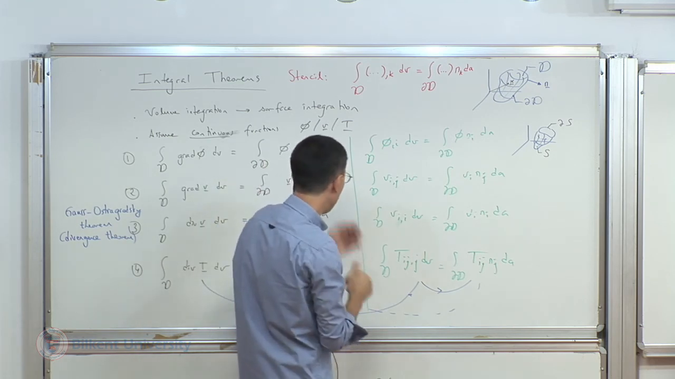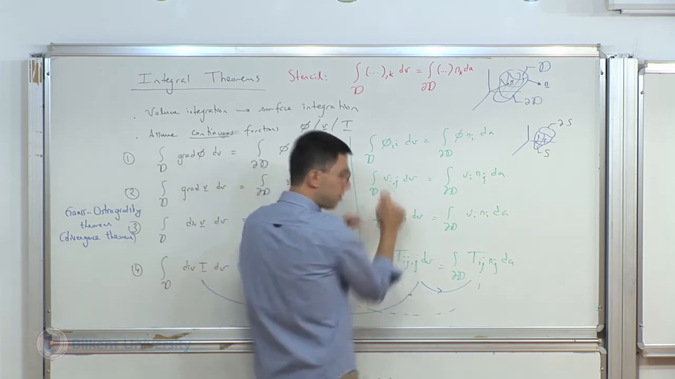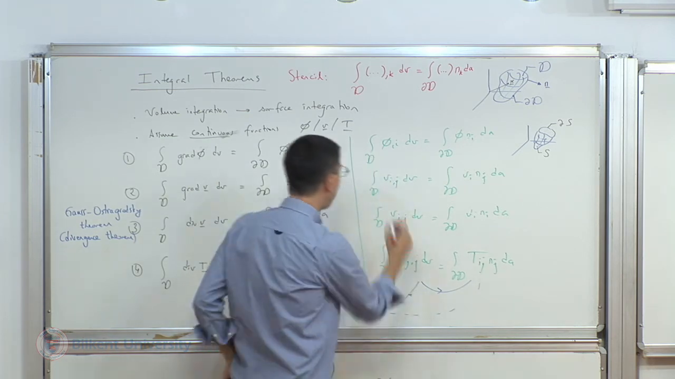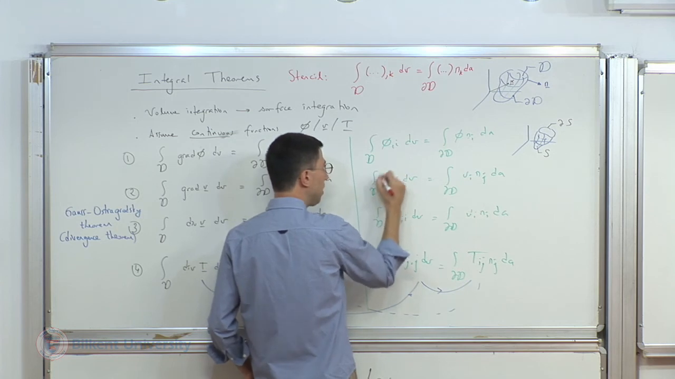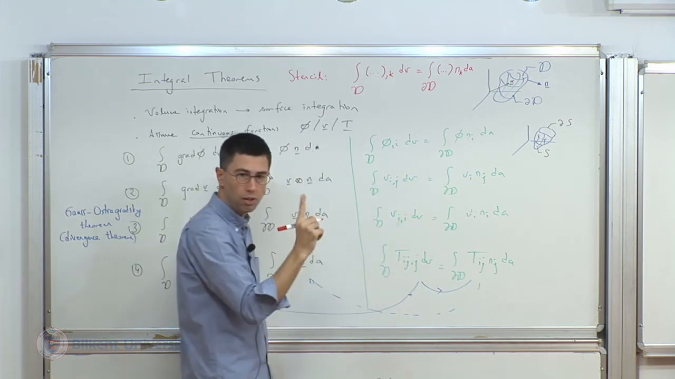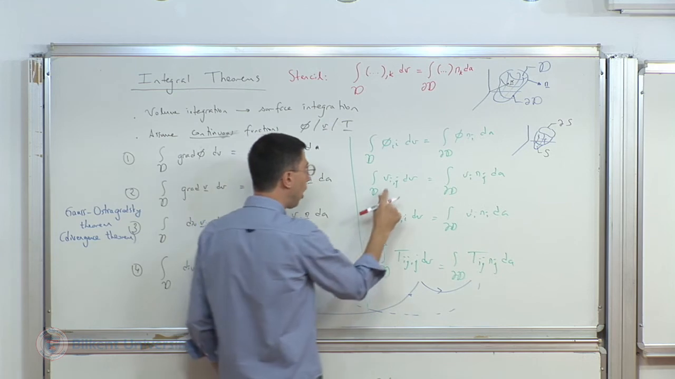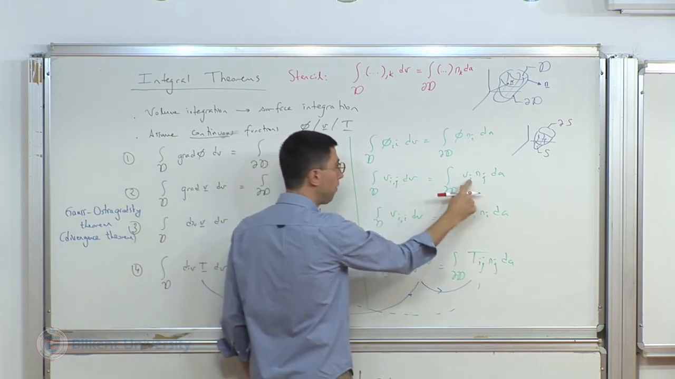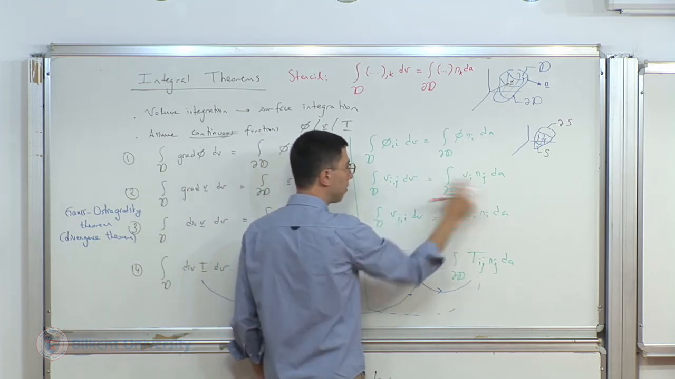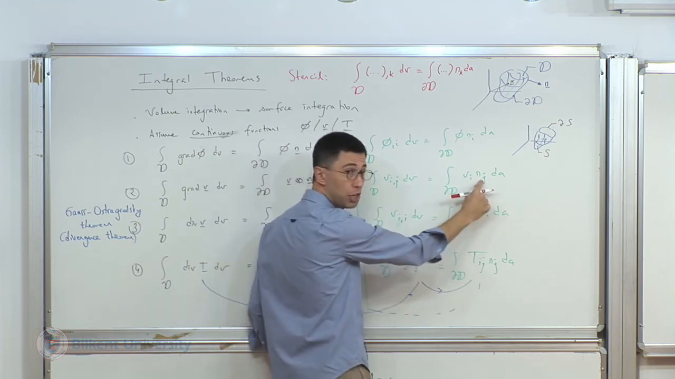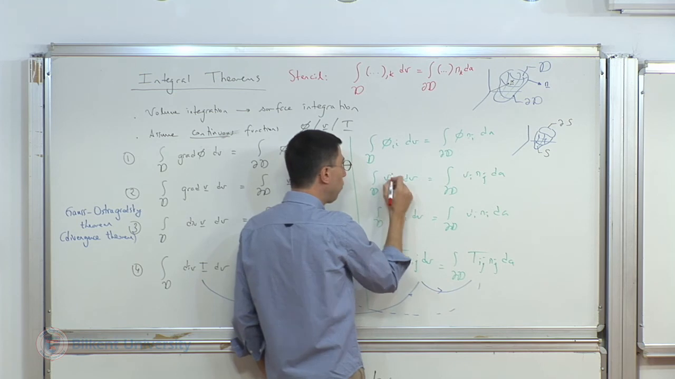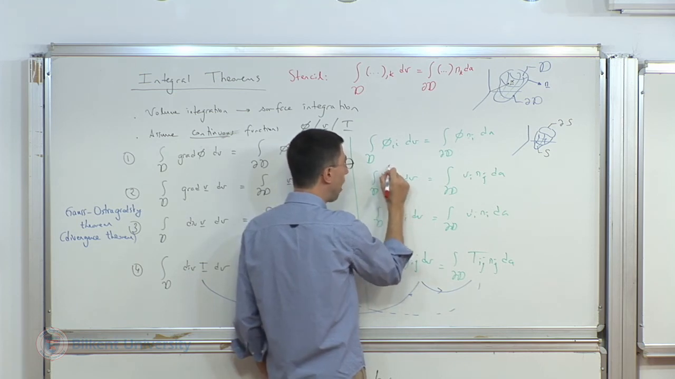Now, similarly, you can think that you have a tensorial dependence. v_i is a component of the vector. Okay, so this could be v_1 and j. So v_1 comma j, v_1 and j. So let me call v_1, for instance, phi.